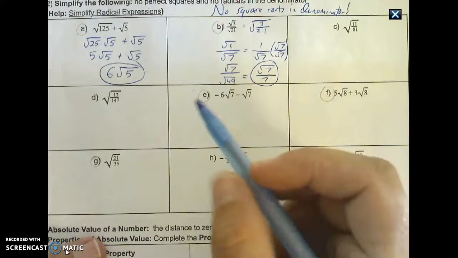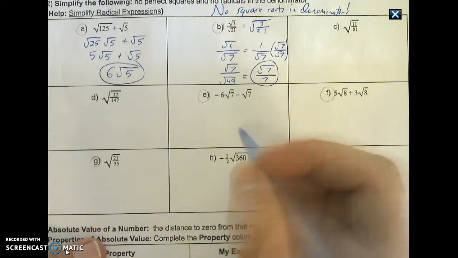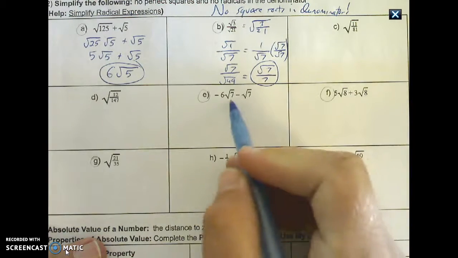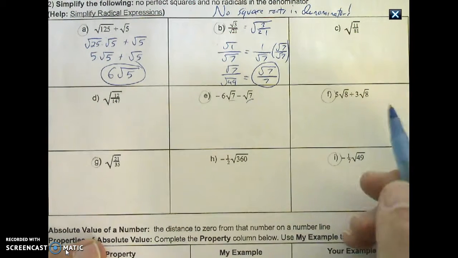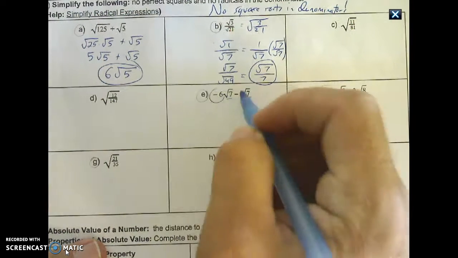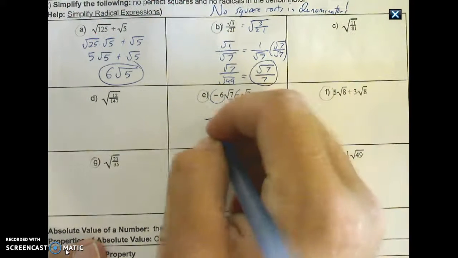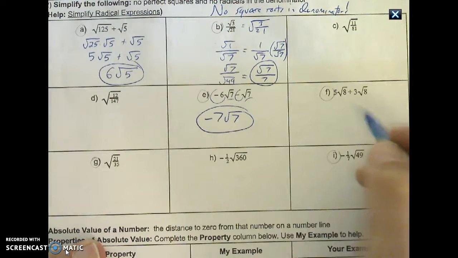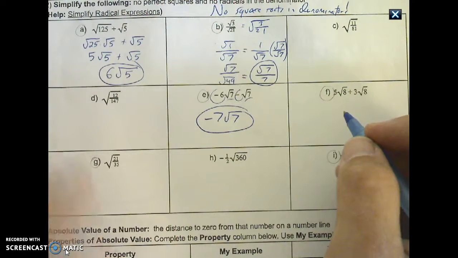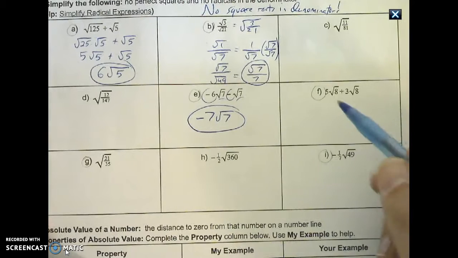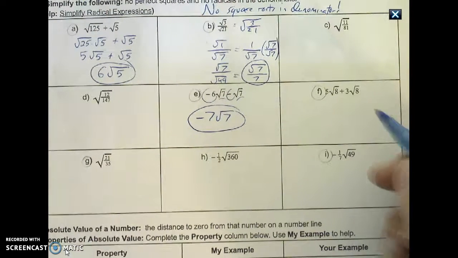It says here, negative 6 root 7 minus 1 root 7. So there's 2 root 7s, both the same. So what we can do is just take the things out front and work with them. What's negative 6 minus 1? Negative 7 root 7. It's that simple, okay? Very good.